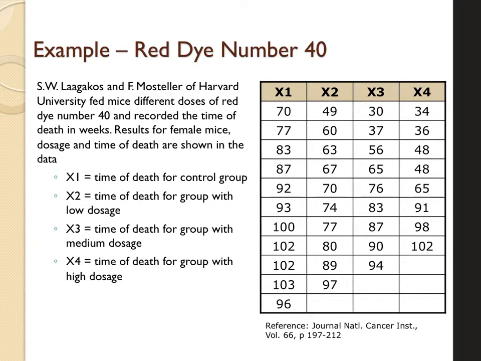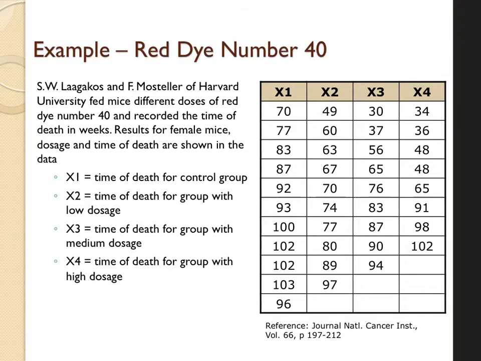And then the quantitative variable that we're testing is just the lifespan of the mouse, so how long the mice live in weeks. And so again, we're trying to see if there's an association between the amount of red dye exposure, in other words, which group they're in, and how long the mouse lives.